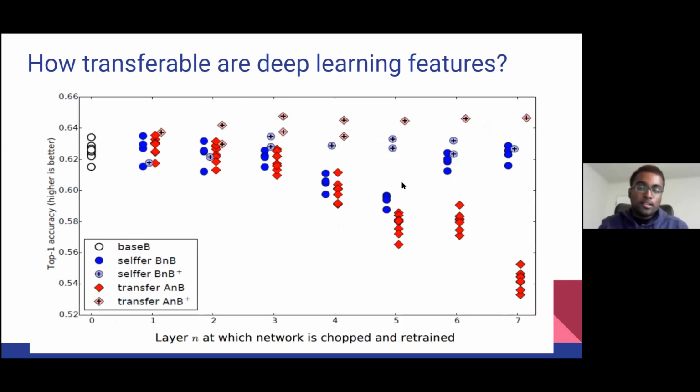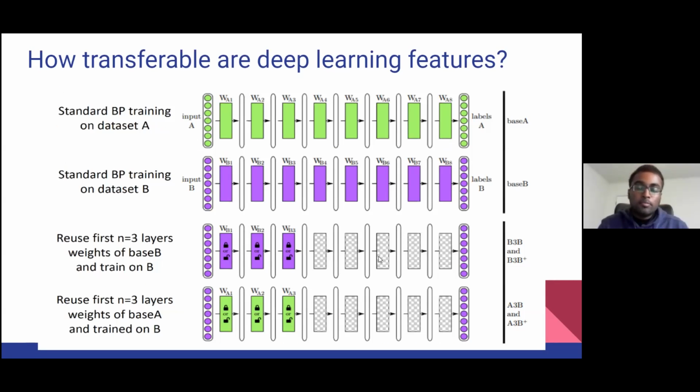And as n further increases to 6 and 7, the performance comes back, because backpropagation is able to relearn these features. So this is the case for B and B.